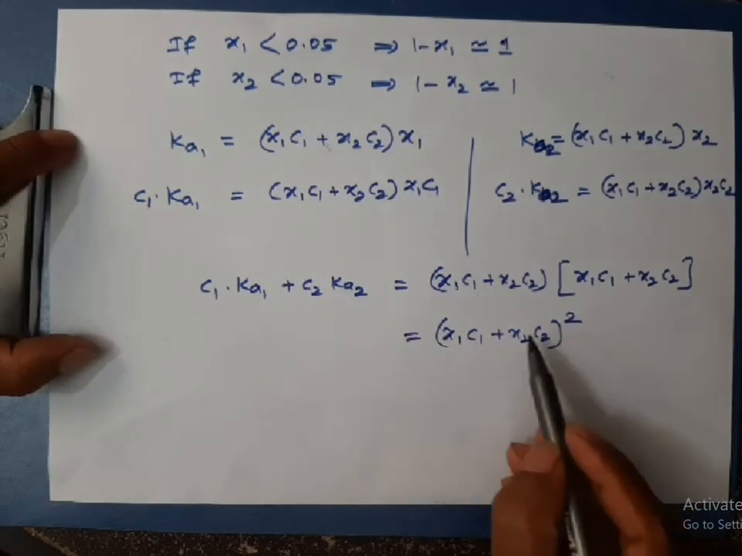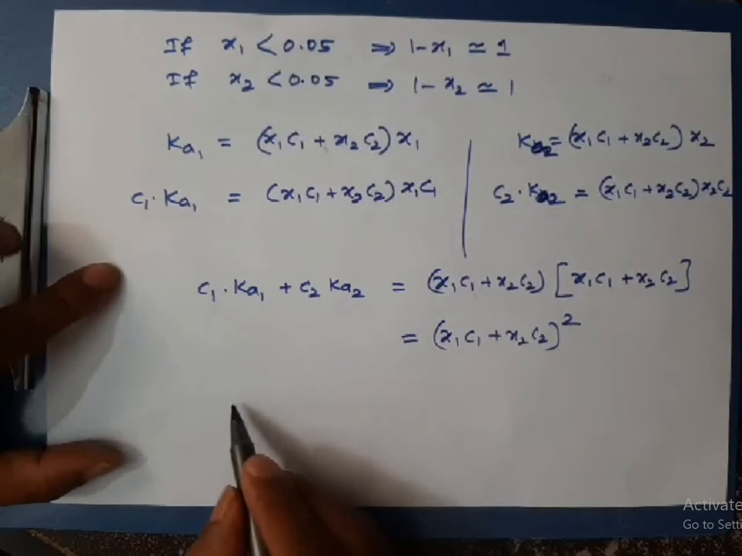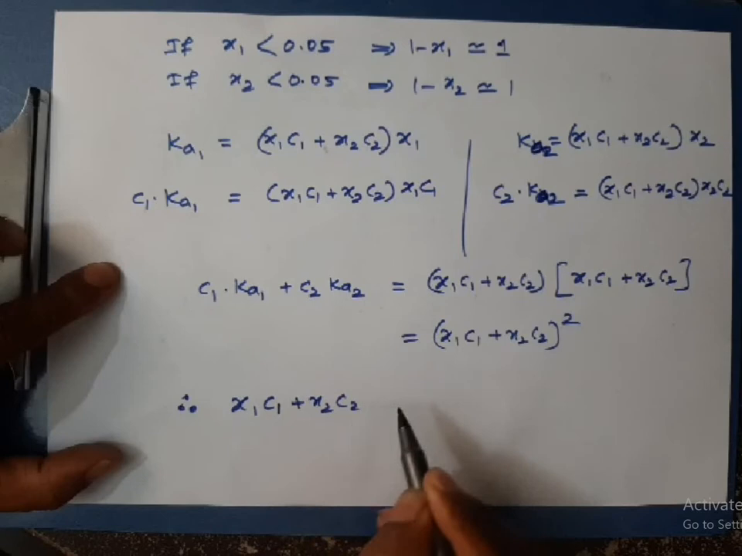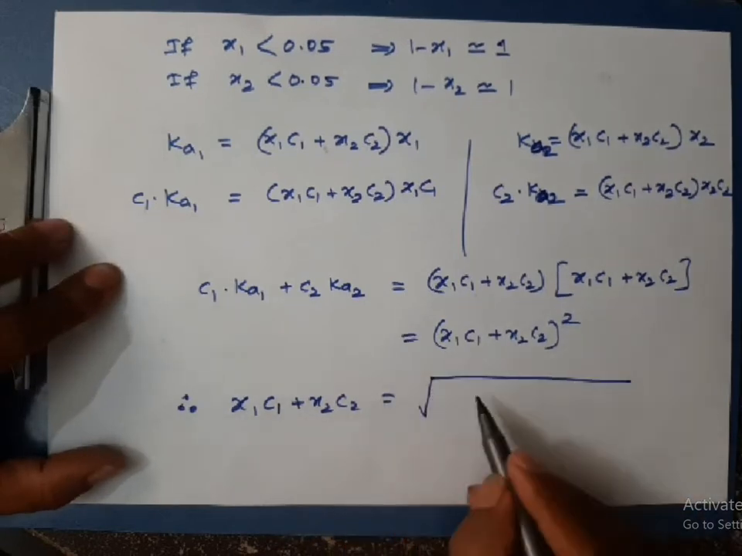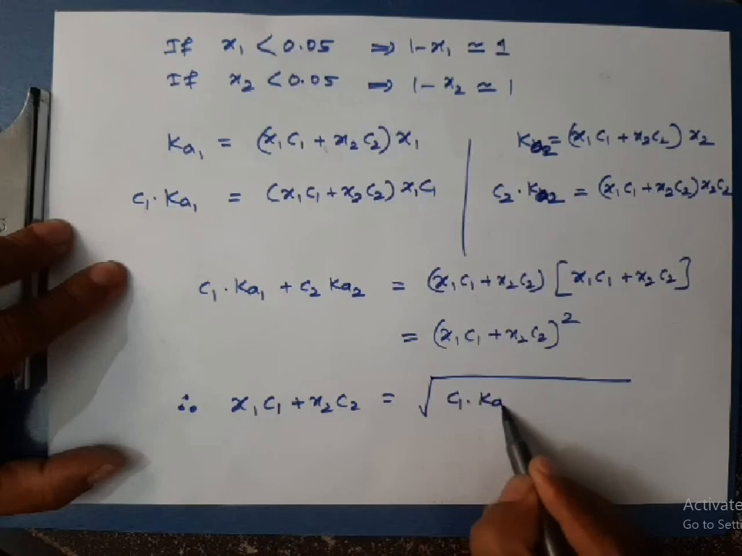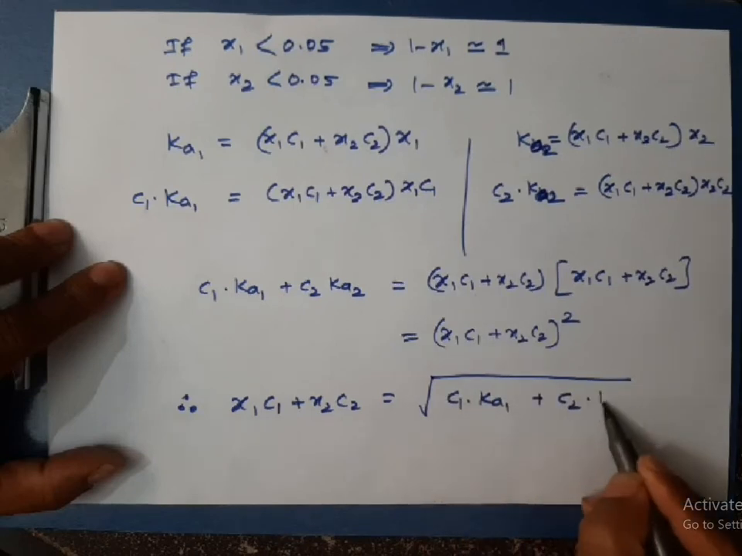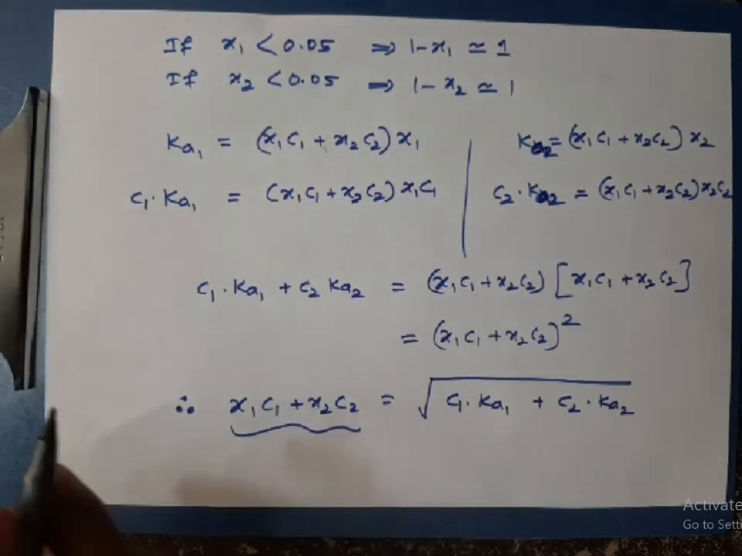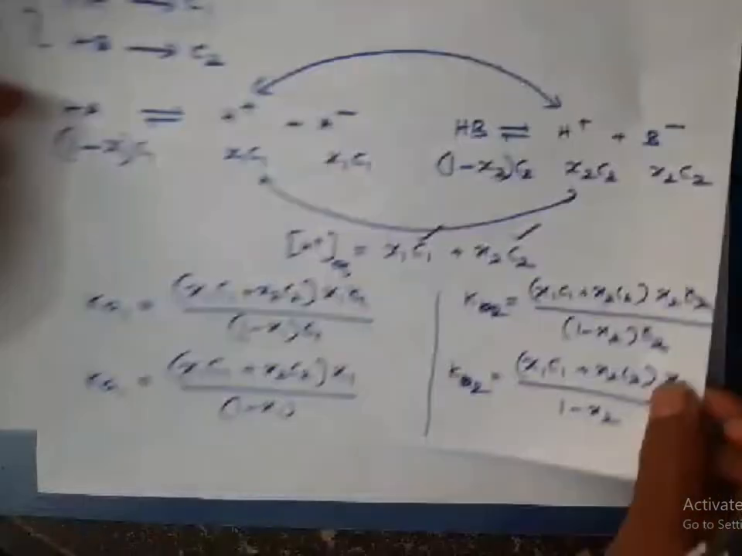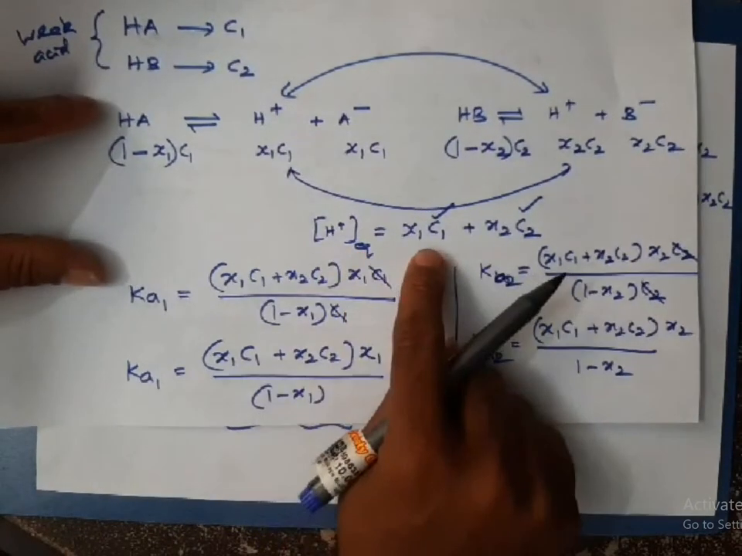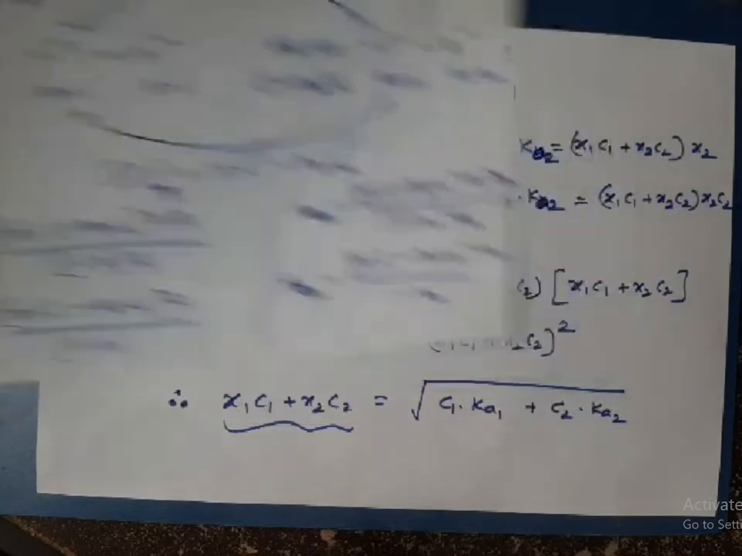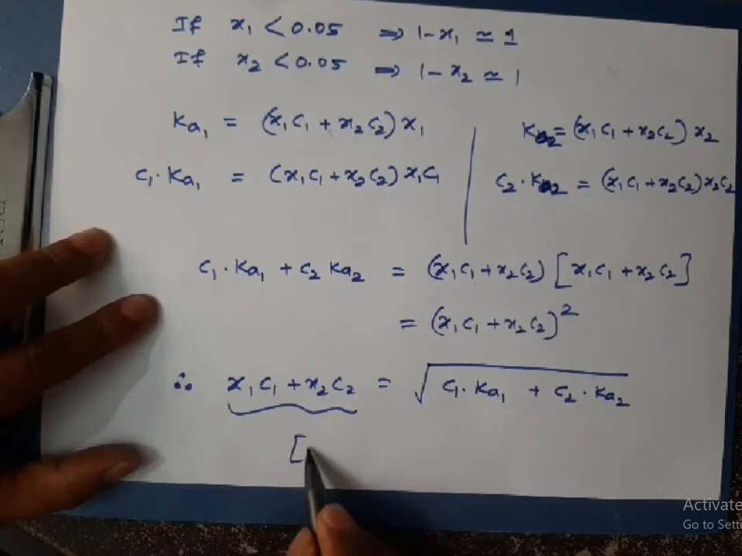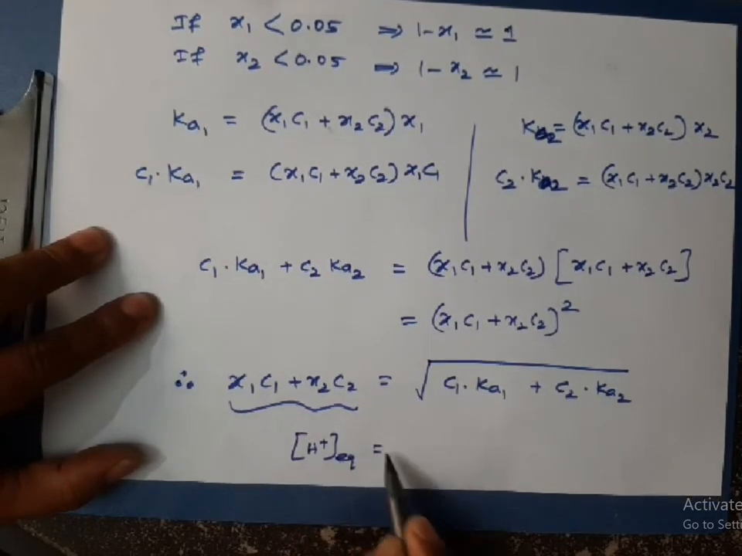Right? And what is this value? Take square root both sides. So therefore we can write x1 c1 plus x2 c2 is equal to square root of c1 into Ka1 plus c2 into Ka2. This is nothing but the H plus ion concentration. See here, total H plus ion concentration at equilibrium is nothing but x1 c1 plus x2 c2. So we can find this value by using this formula, right?